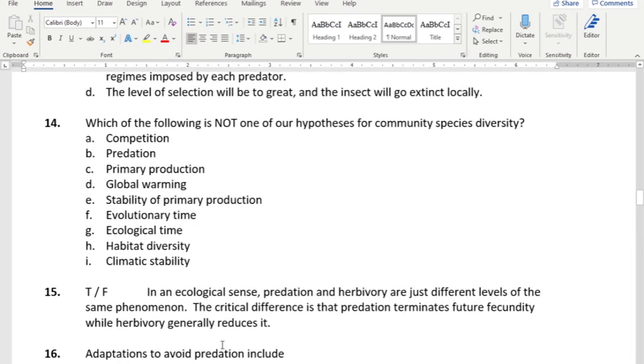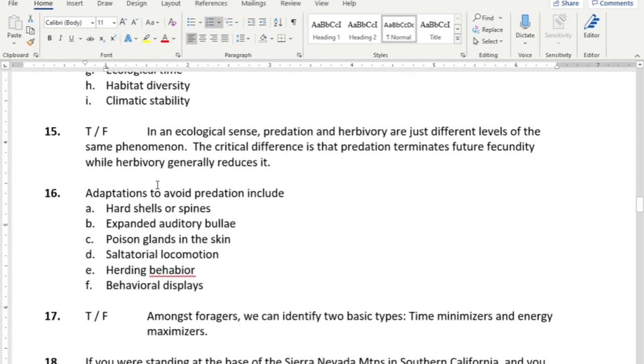Which of the following is not one of our hypotheses for community species diversity? We've gone through all of these. This should be pretty straightforward. We talked about competition, predation, primary production, not global warming, right? I mean, that's not one of our hypotheses for community species diversity. Stability of primary production, evolutionary time, ecological time, habitat diversity, climatic stability, all of those things are true except for D. So 14, the correct answer is D.